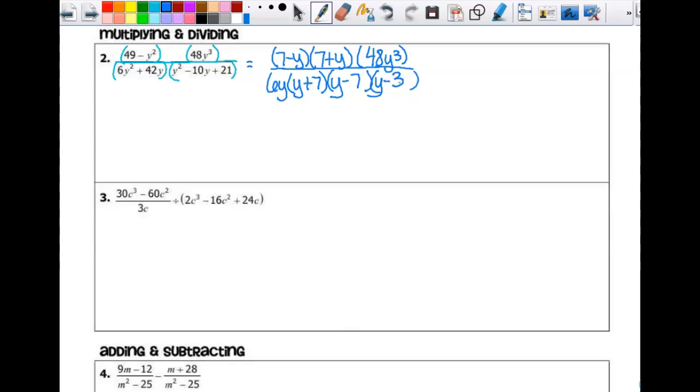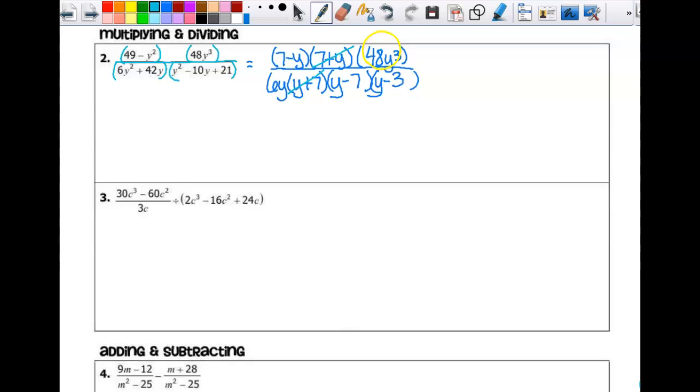All right, so then at this point, I'm going to look and see if I can simplify anything. I have a 7 minus y. Do I have a 7 minus y in the denominator I can use? No. I have y minus 7. Are these two the same thing? No. Are these two the same thing? Yes, they're the same thing. These can cancel out. Then I've got this 48.